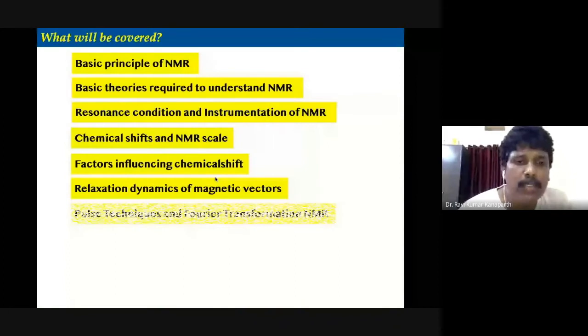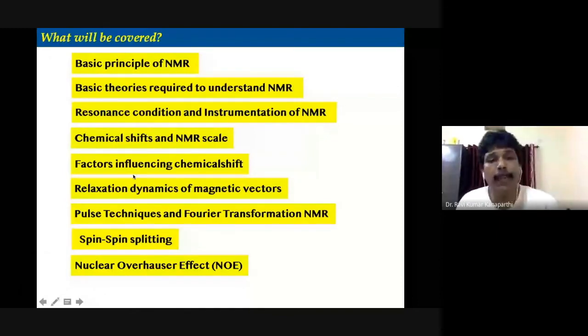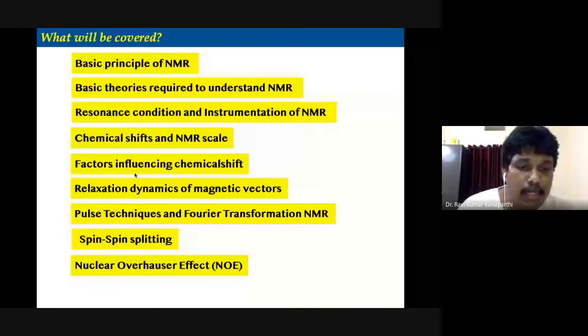These are some of the aspects we will try to cover as part of this molecular spectroscopy course. We'll try to understand the basic principles and theories behind NMR, what the resonance condition is, and some basic concepts of NMR instrumentation, what the chemical shift is, and then NMR time scales, and the factors that influence chemical shifts, relaxation dynamics, pulse techniques, spin splitting, and finally the nuclear Overhauser effect.